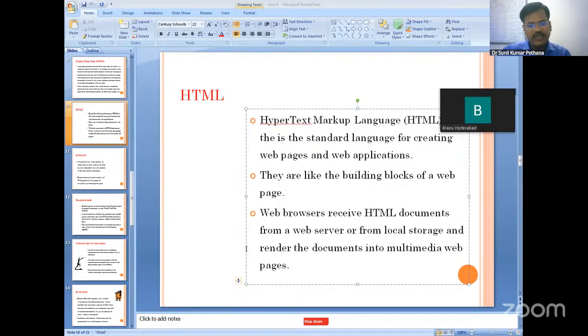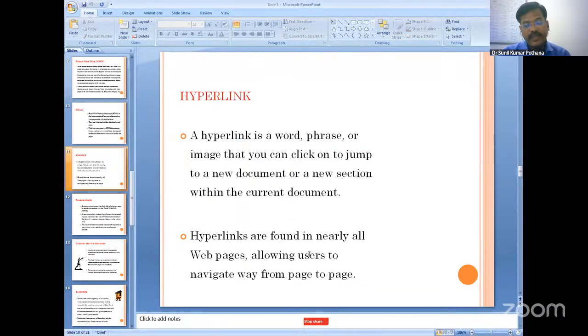Next, we need to know about the hyperlink. A hyperlink is a word, phrase, or image that you can click on to jump to a new document or a new section within the current document. When you move the cursor over a hyperlink, whether it is text or an image, the arrow should change to a small hand pointing at the link. When you click it, a new page or a place in the current page will open.